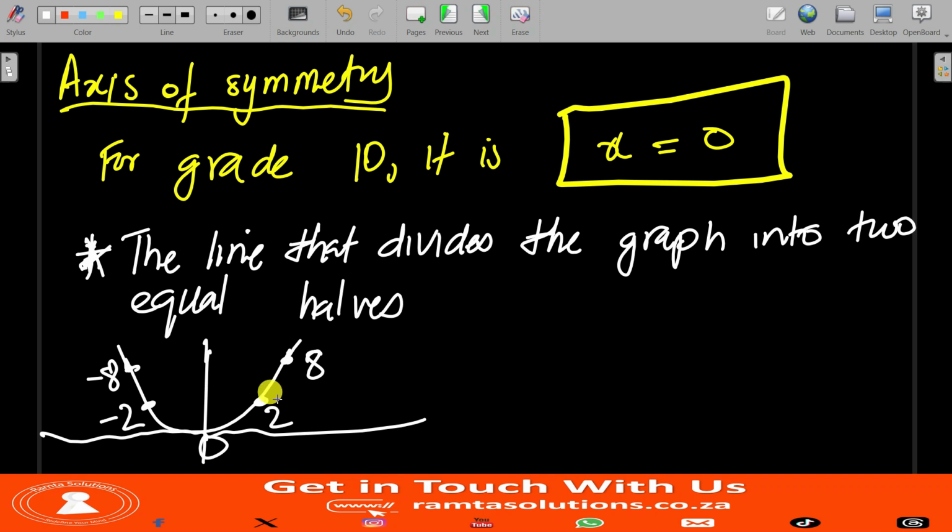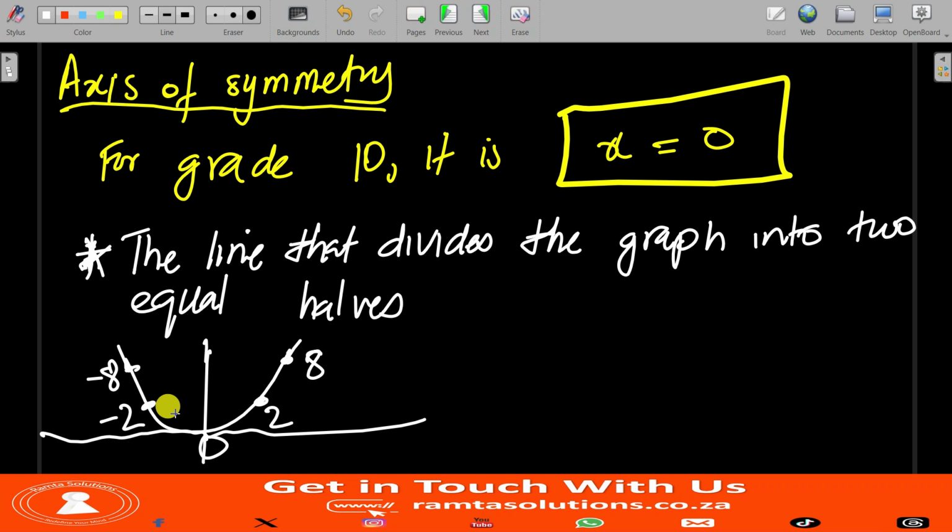So this is the axis of symmetry. If you were to draw this on a piece of paper and fold along this line, one side will be embedded onto the other. This is what we mean by axis of symmetry. Remember, for grade 10, your axis of symmetry is x equals 0.